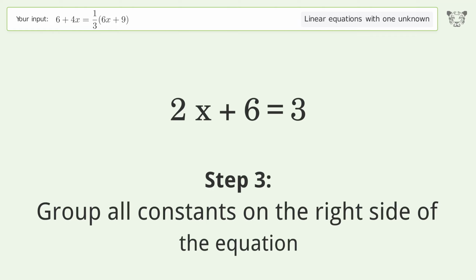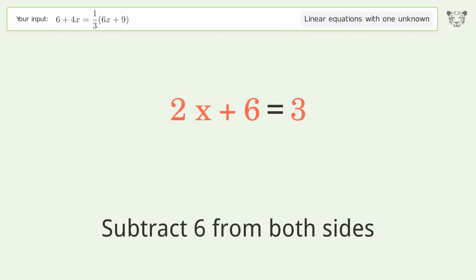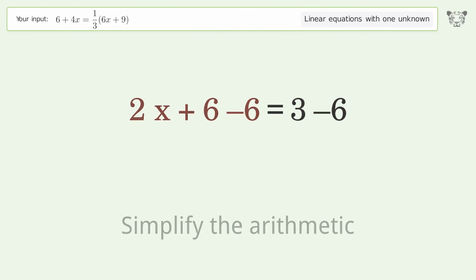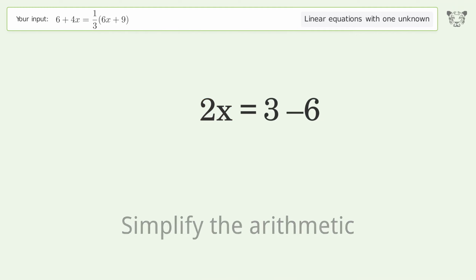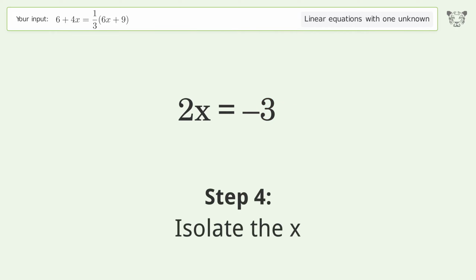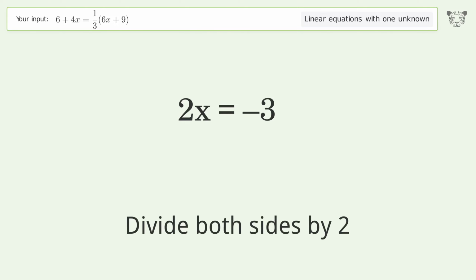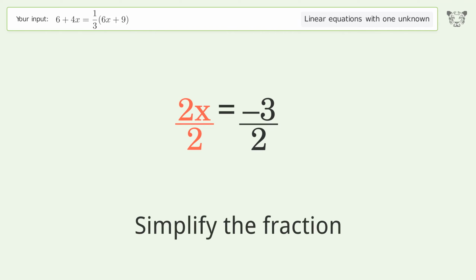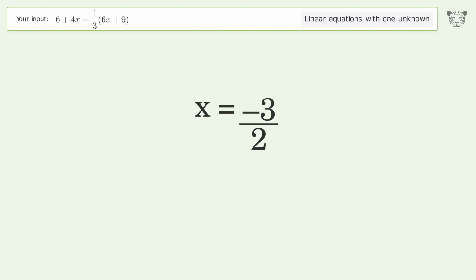Group all constants on the right side of the equation. Subtract 6 from both sides. Simplify the arithmetic. Isolate the x. Divide both sides by 2. Simplify the fraction. And so the final result is x equals -3/2.